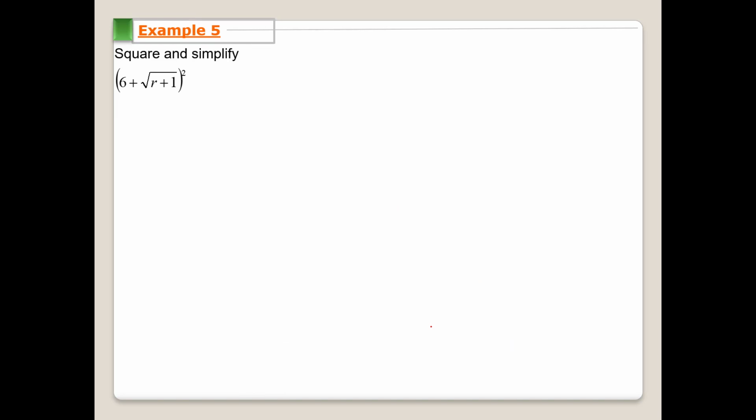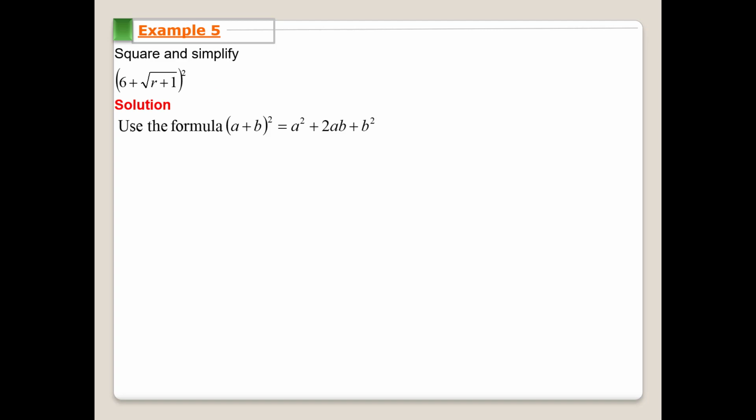So we're going to square and simplify this guy. So remember, this isn't just distributing in. You're not taking this 2 and putting it on each one of these. That's a no-go. We're not doing that, okay? This is taking 6 plus square root of r plus 1 times 6 plus square root of r plus 1.